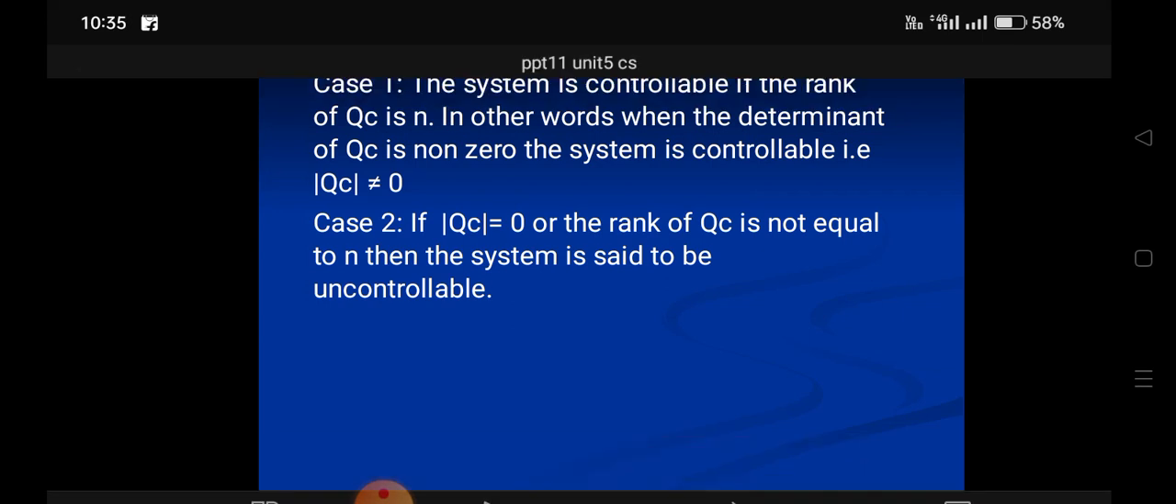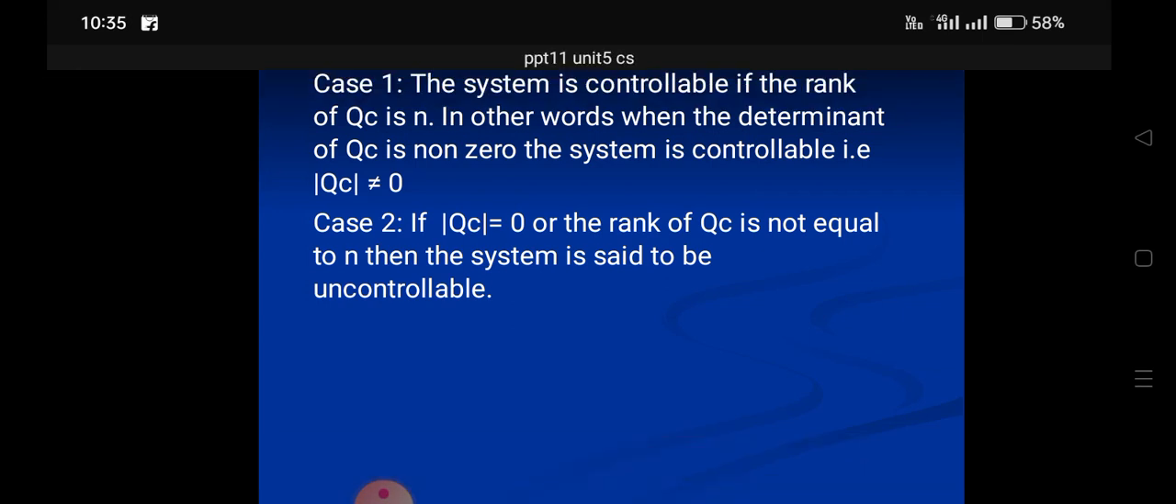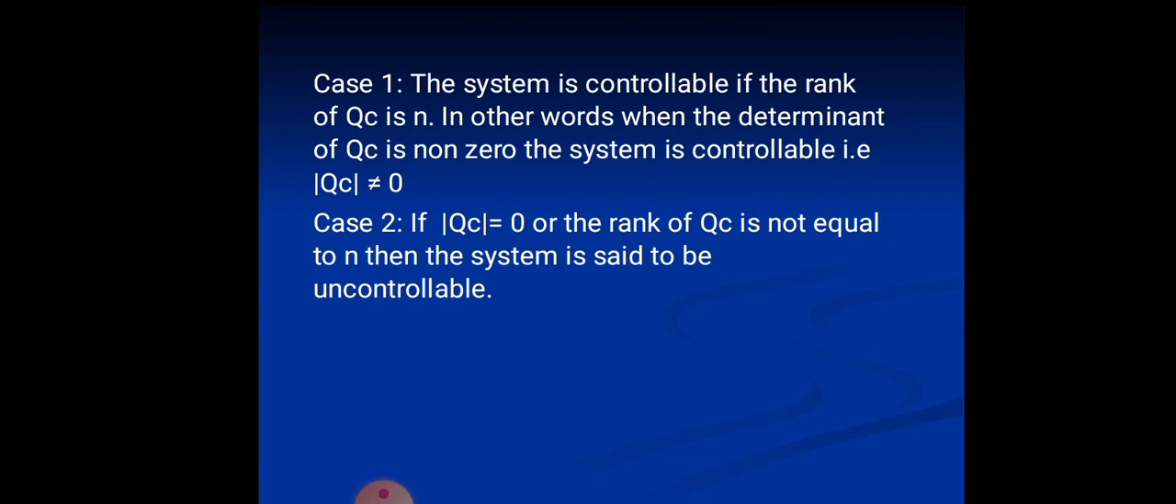First, check controllability. Case 1: the system is controllable if the rank of QC is n. In other words, when the determinant of QC is non-zero, the system is controllable, that is, determinant of QC not equal to 0. Case 2: if the determinant of QC equals 0 or the rank of QC is not equal to n, then the system is said to be uncontrollable.